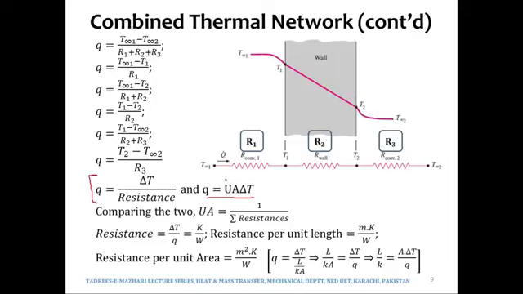Now if we compare the two equations, Q is equal to delta T over resistance with Q is equal to UA delta T, we can see that 1 over resistance is UA, or UA is 1 over the summation of resistances if there are more than 1 resistances.